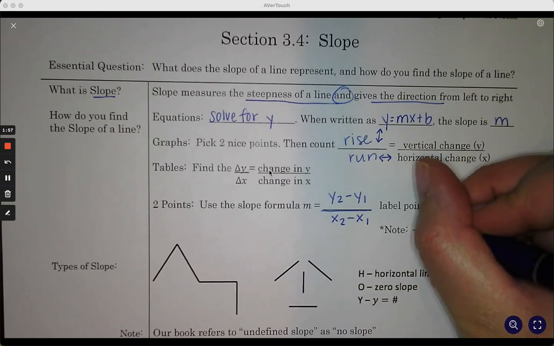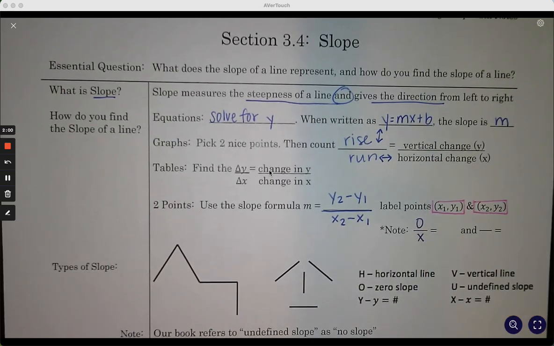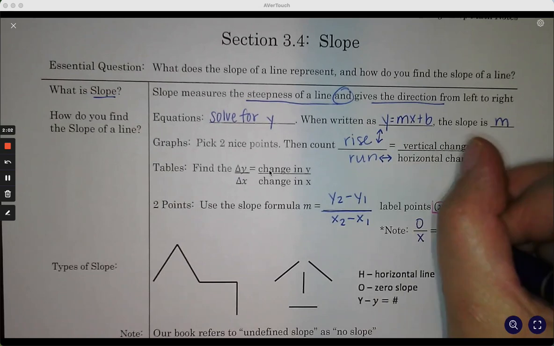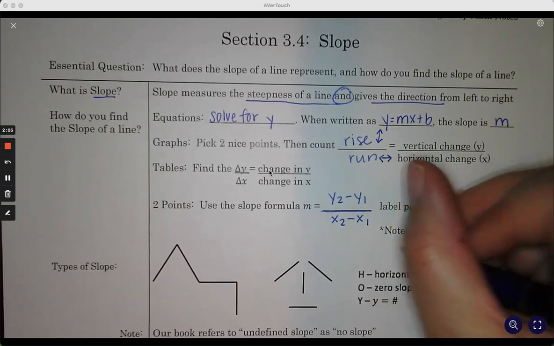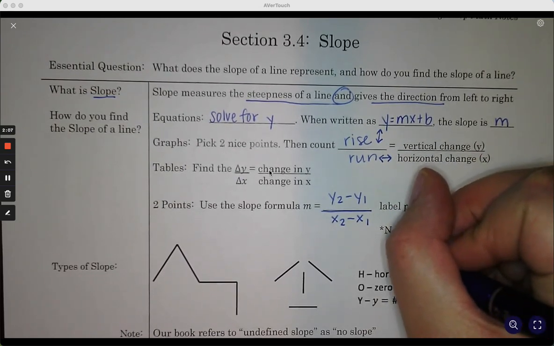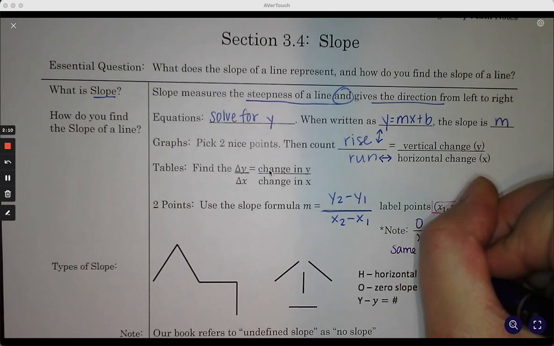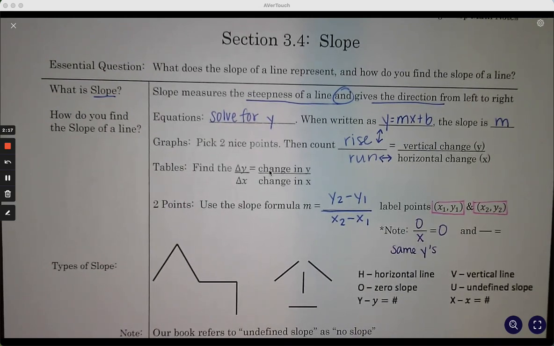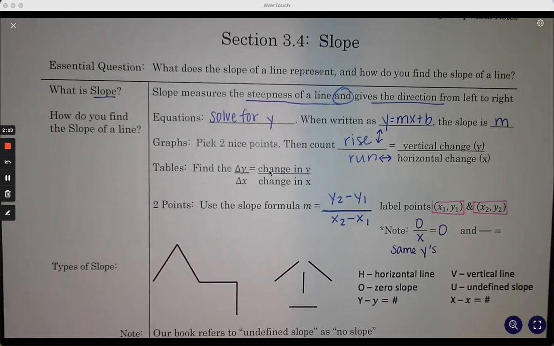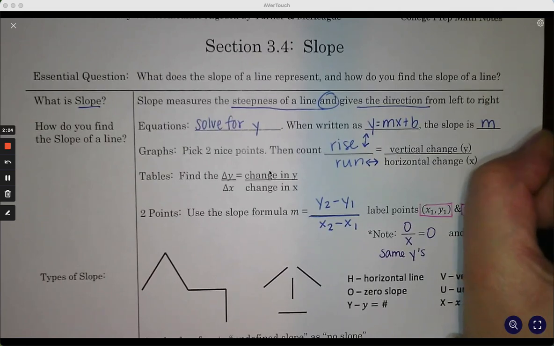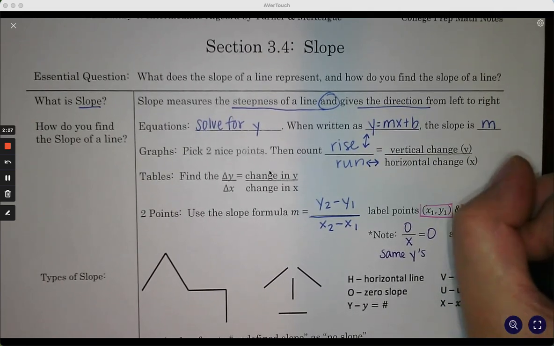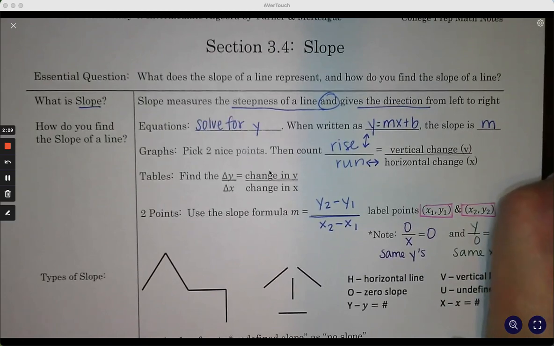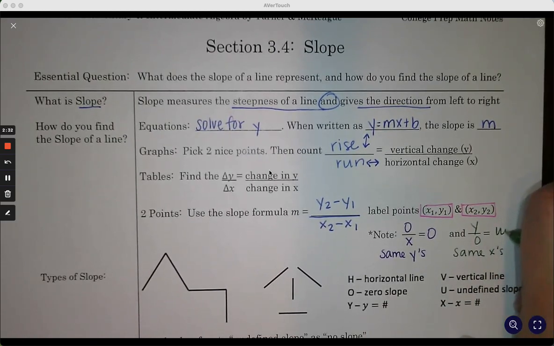Okay? So refresh. Go back to Algebra 1 for a hot second. If we have 0 over x, where x is some number, our slope is 0. So if I give you 2 points and the y values are the same, we have 0 over x. That is an actual thing. Your slope will be 0, okay? However, if you have a y over 0, like you have the same x's, your slope is undefined.